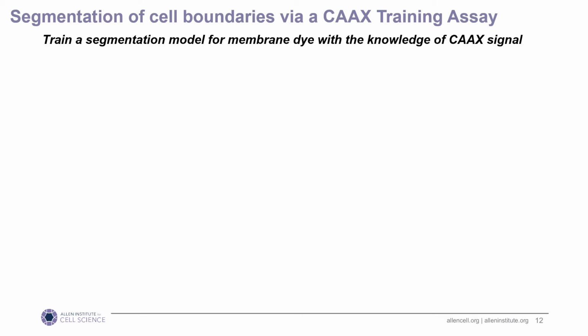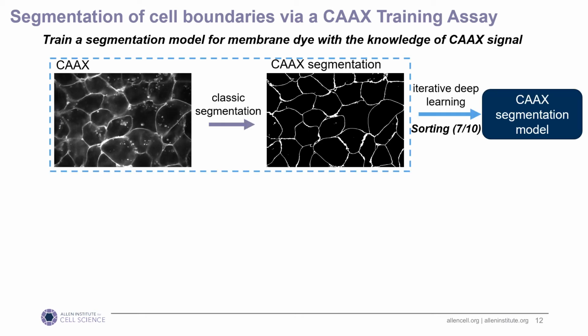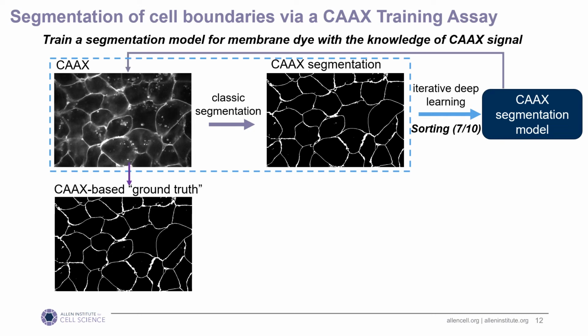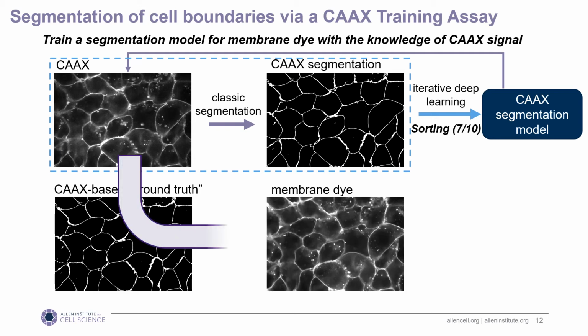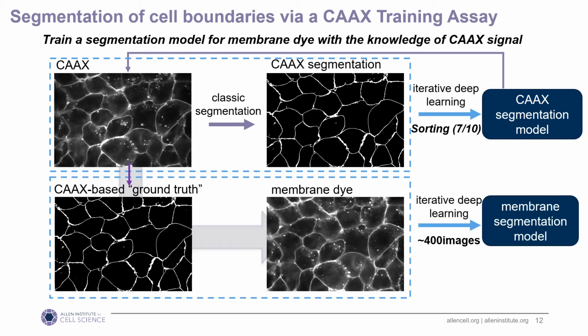So here is an example of how we implement the training assay approach with the Segmenter. We took some CAAX segmentation results and used the sorting curation to get 7 out of 10, which are good results. Then we train a CAAX segmentation model with these 7 good images and apply the model on about 400 CAAX images, and use the results as the segmentation ground truths for membrane dye images. This will give us the final membrane segmentation model, trained with the guidance from CAAX.